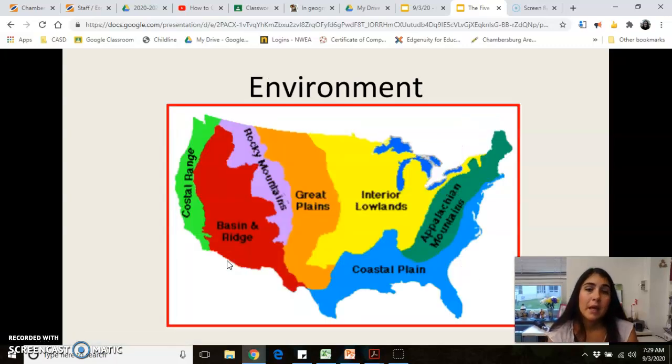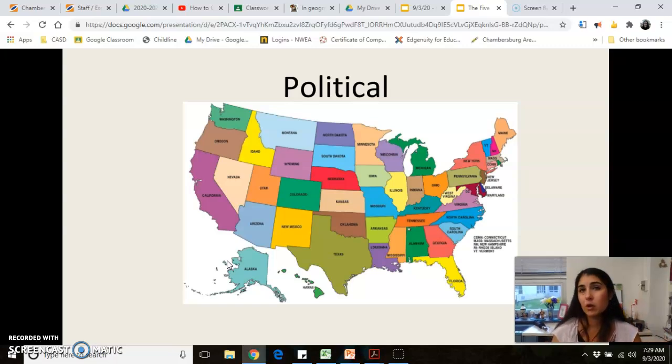You can also break it up by environment. So you can see we live in the Appalachian Mountains, and if you've ever been hiking around here, you've been on the Appalachian Mountain, or you might have even been on the trail. So you can also do a region by the environmental areas. You can also do political, and this is the one that we will use a lot. And political means that it's under a government. So you have Pennsylvania. Pennsylvania is a region because it has similar characteristics. In this case, it is a government that we are all under in Pennsylvania, which makes us a region.